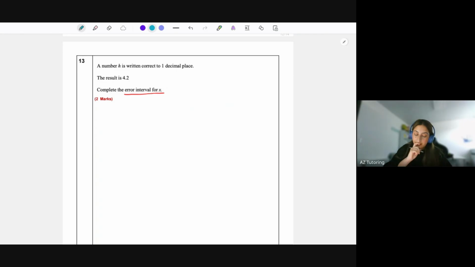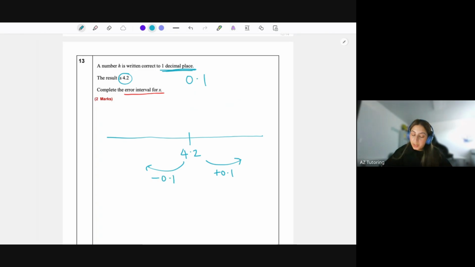So we're finding error intervals. The key in the question is to look at what's given to you: one decimal place. So one decimal place looks like this, 0.1. The result is 4.2. I always draw a number line and I put 4.2 in the middle. And you're going to add the one decimal place on one side and minus the one decimal place on the other side. So 4.2 add 0.1 is 4.3. 4.2 minus 0.1 is 4.1. So you've added the one decimal place and you minus the one decimal place.